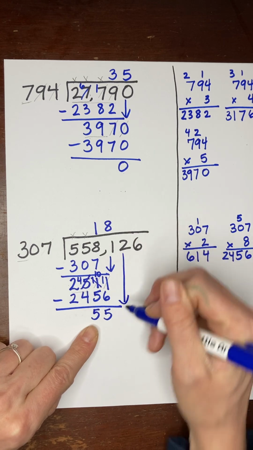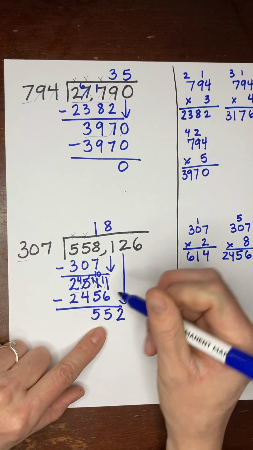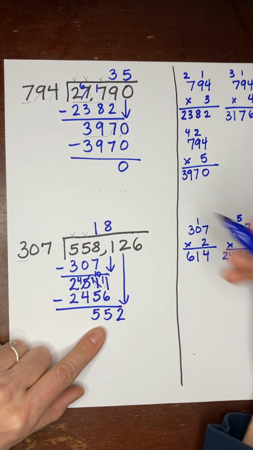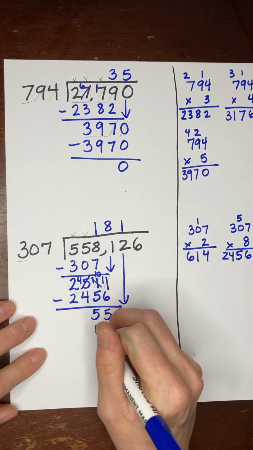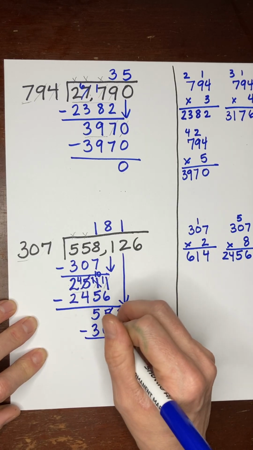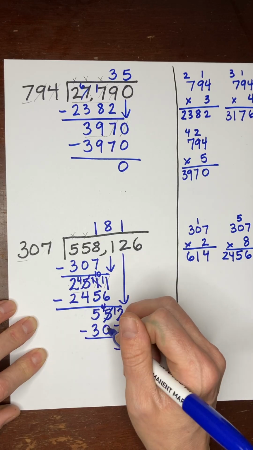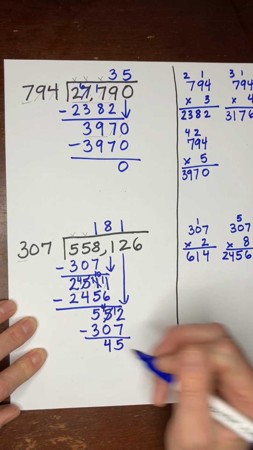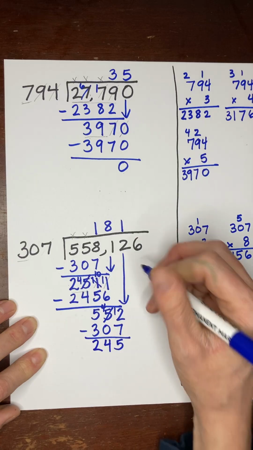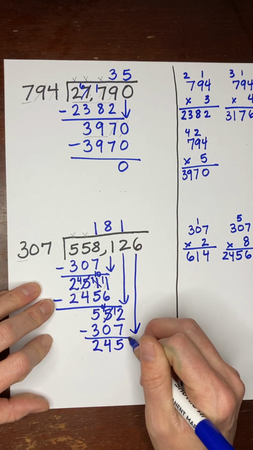Bring down our 2. All right, we don't need to do any math trick here, any math hack, do we? 307 will go into that only one time. 1 times 307 is 307. Okay, we're going to have to borrow again. 12 minus 7 is 5. 4 minus 0 is 4. And 5 minus 3 is 2. 245 is less than 307, so we can go ahead and bring down our 6.